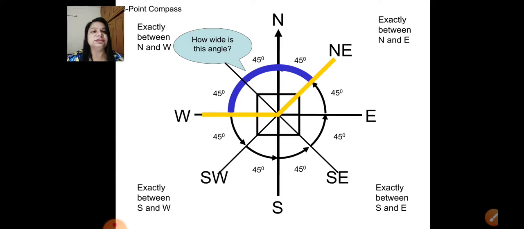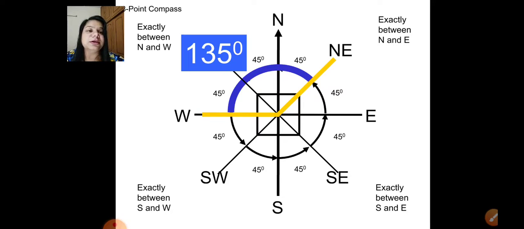Now again just check what is the angle between the directions northeast and west. What is the direction here? So just check in this angle 45 plus 45 plus 45. 3 times 45, the angle will become 45 into 3, 135-degree angle. Okay.